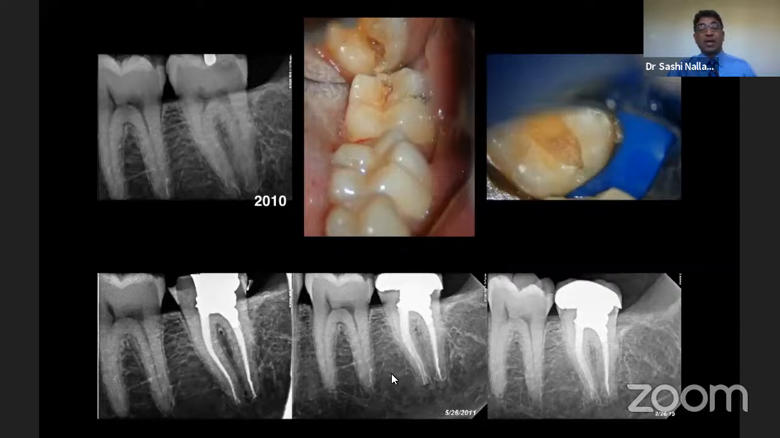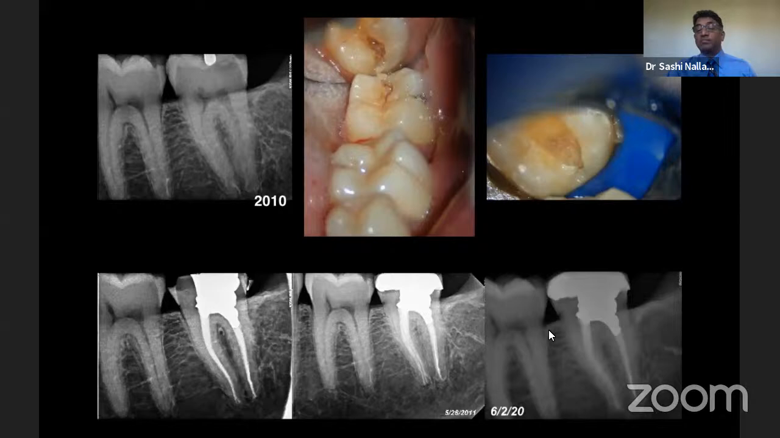And this is back in 2011 at 1 year. He has a crown on it. Everything looks fine. This is 5-year follow-up. Tooth looks fine. Crown looks fine. At 10-year follow-up, this is last year, everything looks perfect. Yeah, so another case where the patient chose well and it worked beautifully.